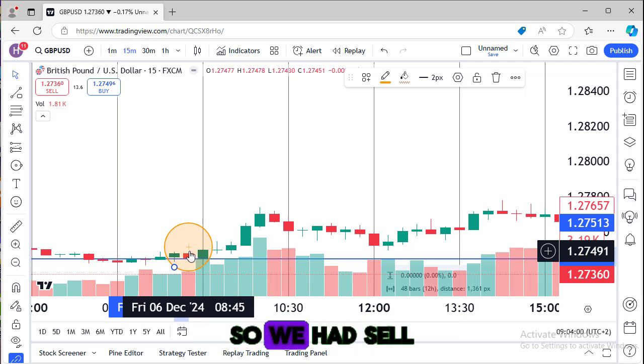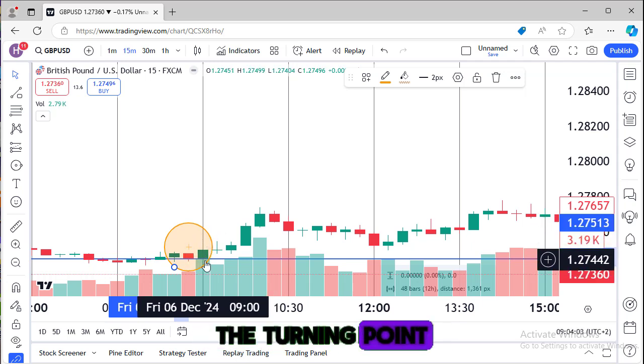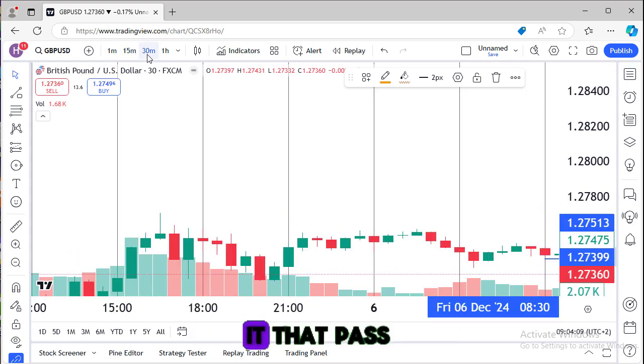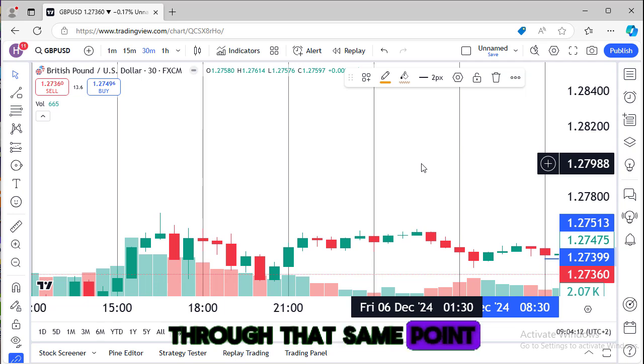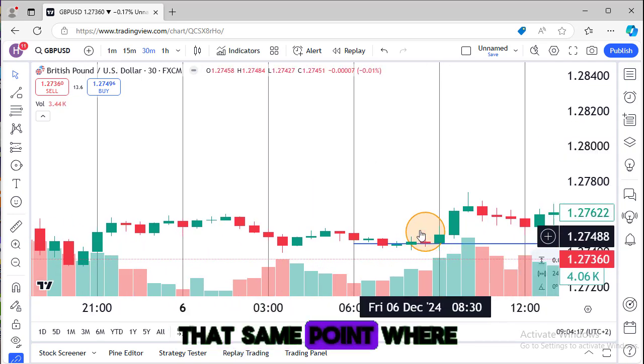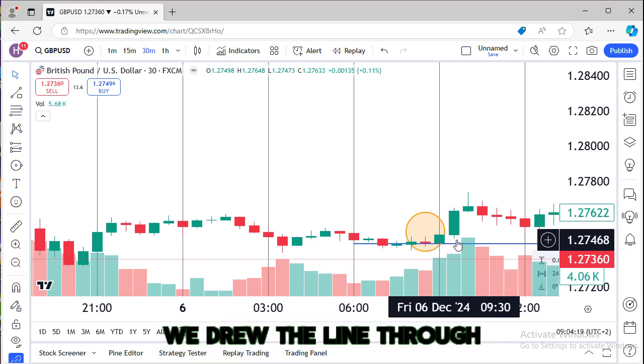This is the point. So the special level is a turning point that passes through the same level on two time frames. So we had sell buy here, you get a turning point. Going to 30 minutes time frame, we would notice that it passes through that same point. Can you see it on 30 minutes?